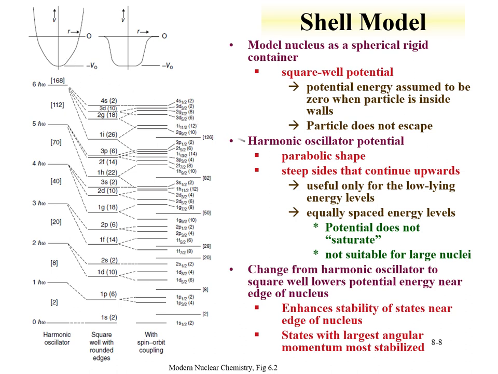If we change the nuclear potential to a square well with rounded edges, as shown here, we enhance the stability of states near the edge of the nucleus, so we see a lowering of the energies, we see a splitting, and then the splitting goes even further when spin orbit coupling is applied. And this allows us to see where the magic numbers come from, where we have gaps in the energies between the levels, and these occur at 2, 8, 20, 28, 50, 82, 126. So the shell model is really the square edges and spin orbit coupling combined.